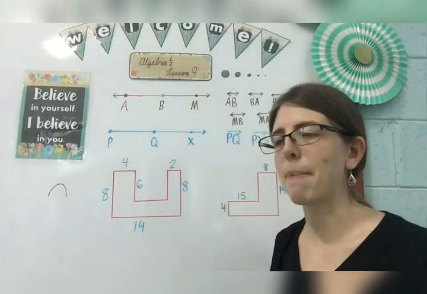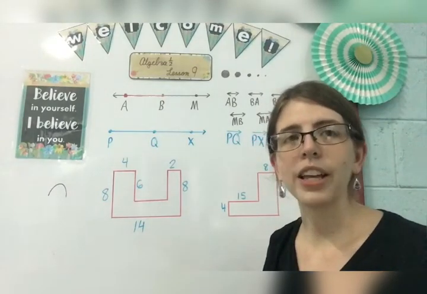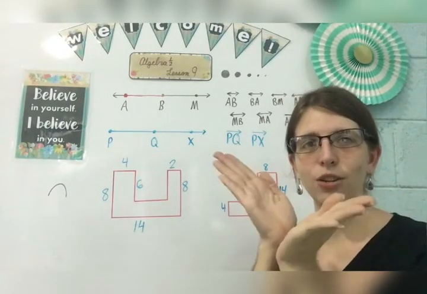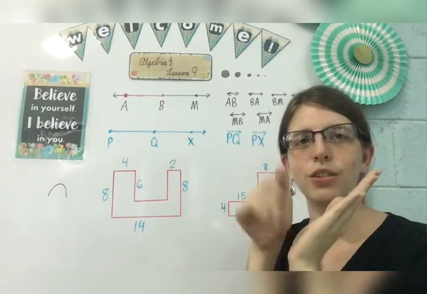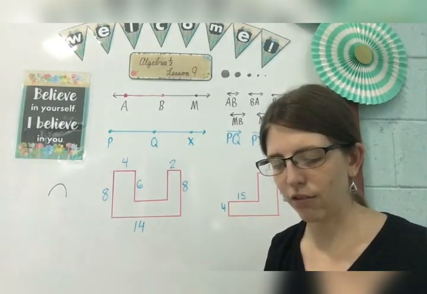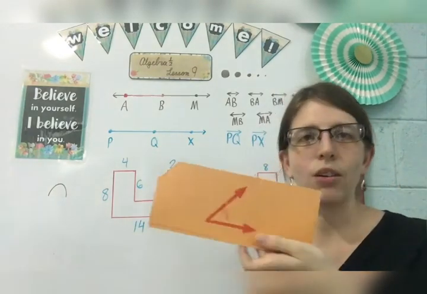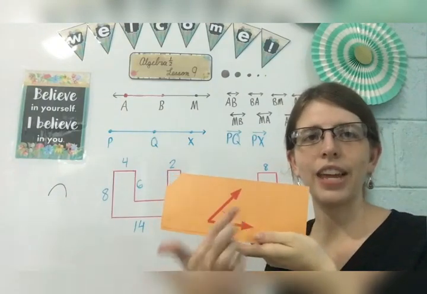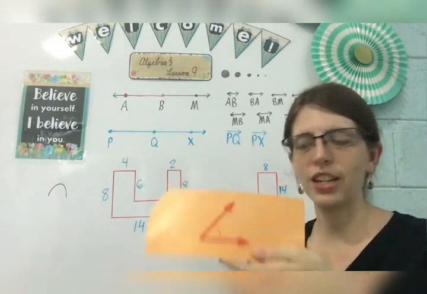Let's talk for a minute about angles. An angle is when you have two rays that intersect, and the point where they intersect is called their vertex. So this is an angle. They have two rays, they've intersected, and their point of intersection is their vertex.